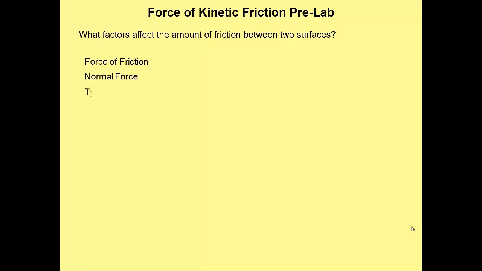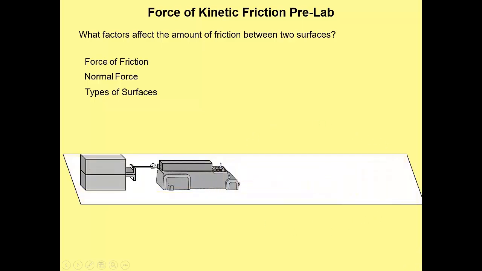The other thing is what kind of surfaces you have. You naturally know that some surfaces, because they're rougher, have more friction than smoother surfaces. Now, there are sometimes other things that people will come up with, but not that we're able to test in our lab. So we're going to stick with these three variables. And here's the device that we're going to use in our lab.